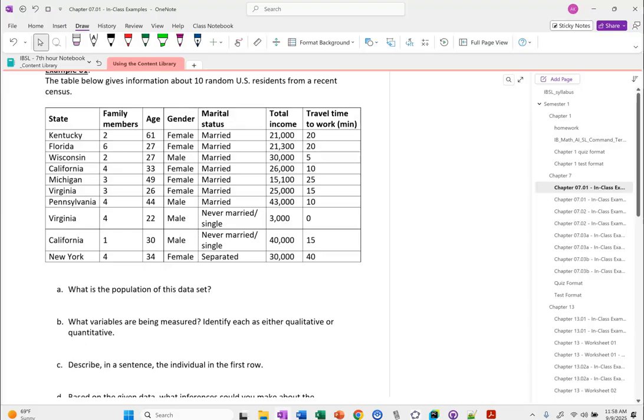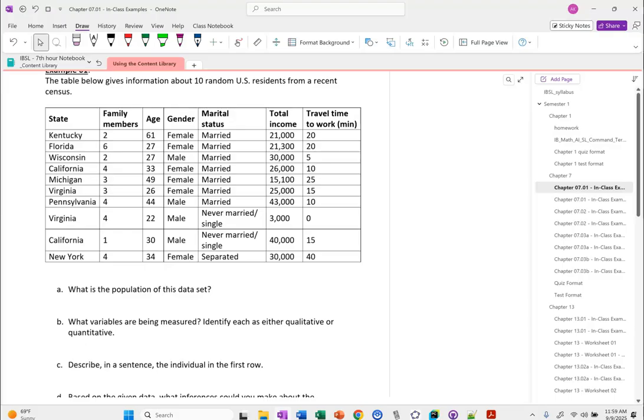Is it like 10 people? So the population isn't a number. It's like, what are we sampling from? The states and married and non-married people. Right? So it's going to be U.S. residents is the population. Because this is a random sample of 10 U.S. residents, and then we're collecting data about those residents. The population that you're studying, though, are U.S. residents.